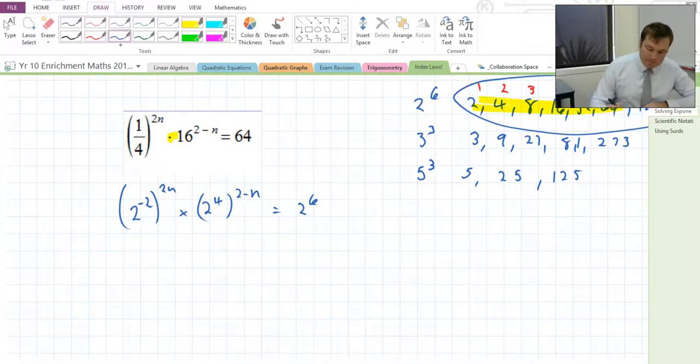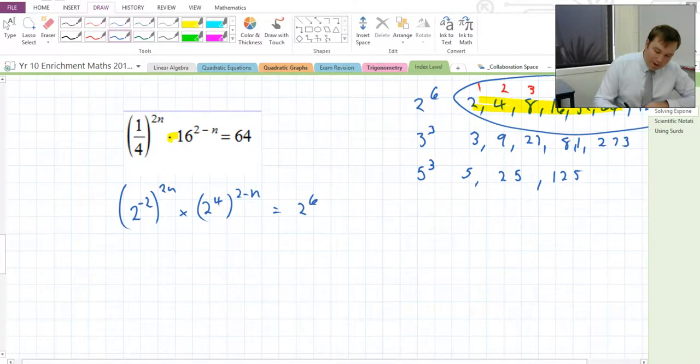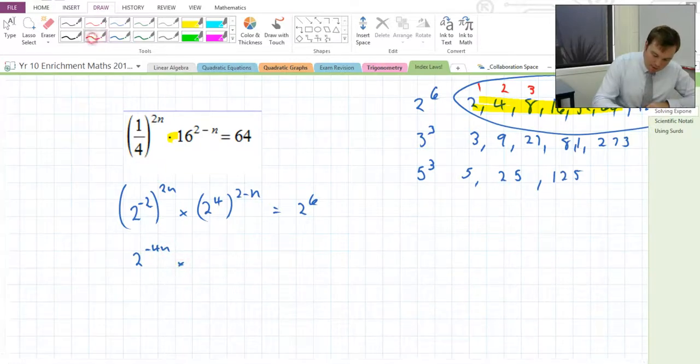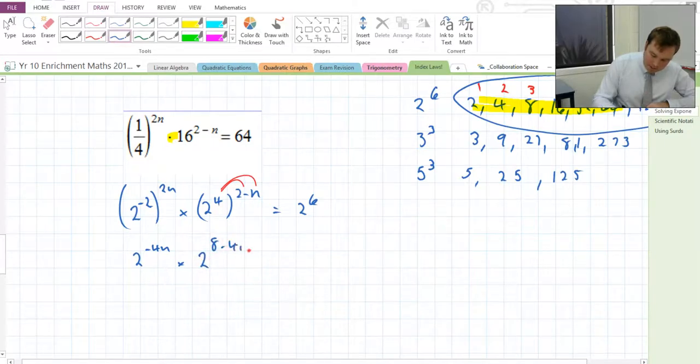Alright, now, simplifying these out. When a power is raised to another power, it multiplies. This becomes 2 to the minus 4n. This 4 is multiplied by both terms there. So this is 2 to the 8 minus 4n equals 2 to the 6.